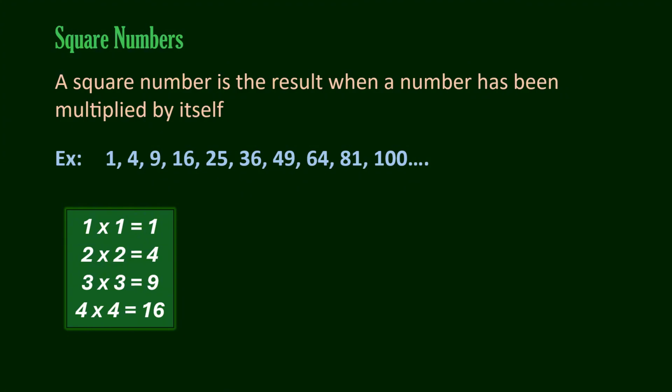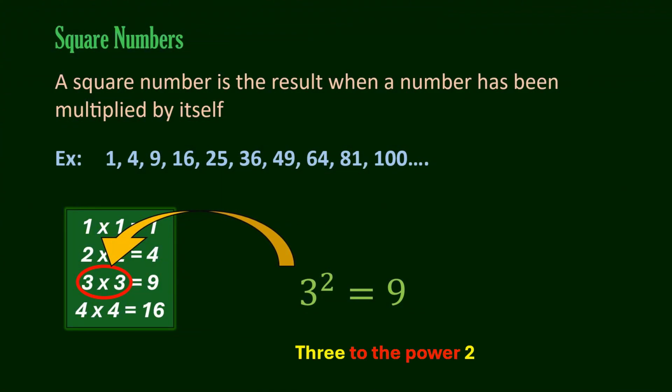For instance, 3 times 3 can be written in the form of a square. 3 squared is equal to 9. 3 squared is also pronounced as 3 to the power 2. 3 to the power 2 means the base is 3. How many times it has been multiplied is defined as the power.